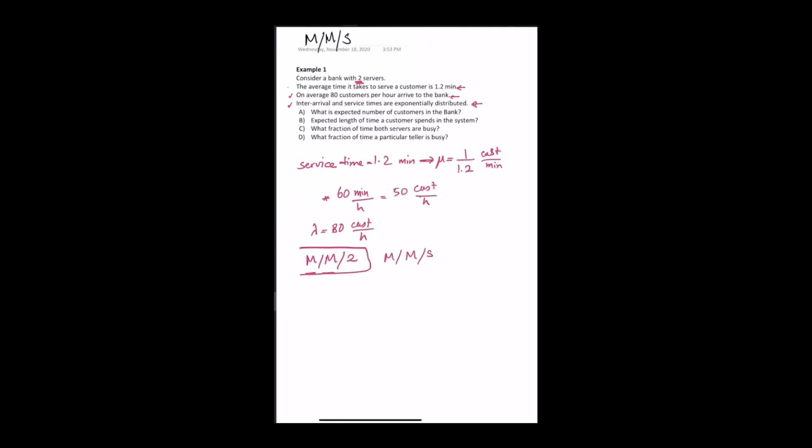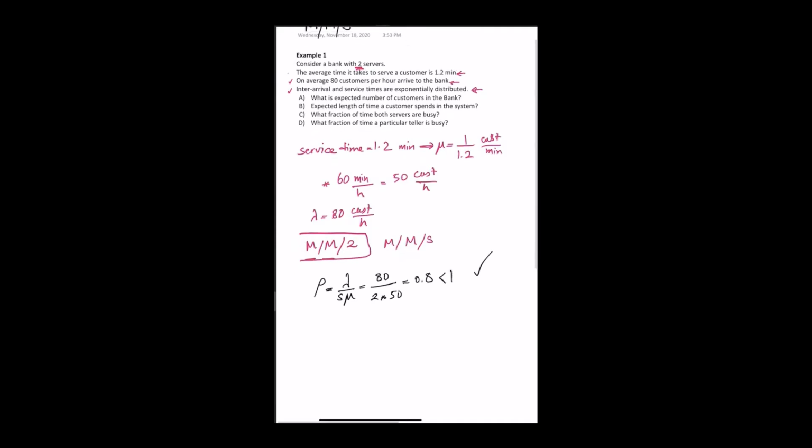Before we answer any one of the questions, let's first calculate rho, the traffic intensity, which in this scenario is lambda over S mu, and see if rho is greater than or equal to 0 and less than 1. If this queuing system is stable, then we can go ahead and answer the questions. So lambda is 80, S is 2, and mu is 50. So rho is going to be 0.8, which is less than 1. And that's a good thing because that shows this queuing system will reach a steady state. So we can calculate the values and answer the questions.